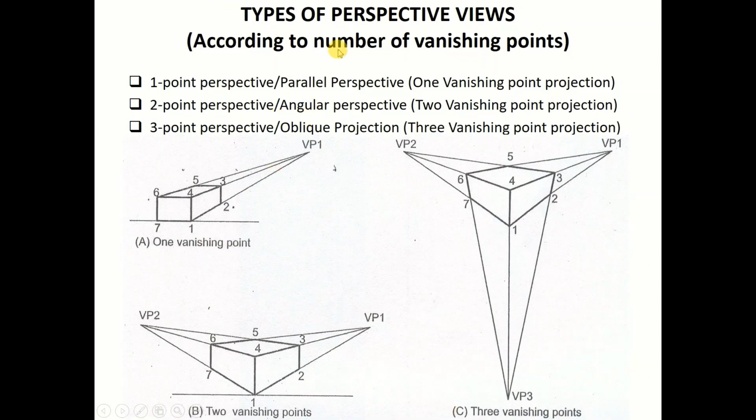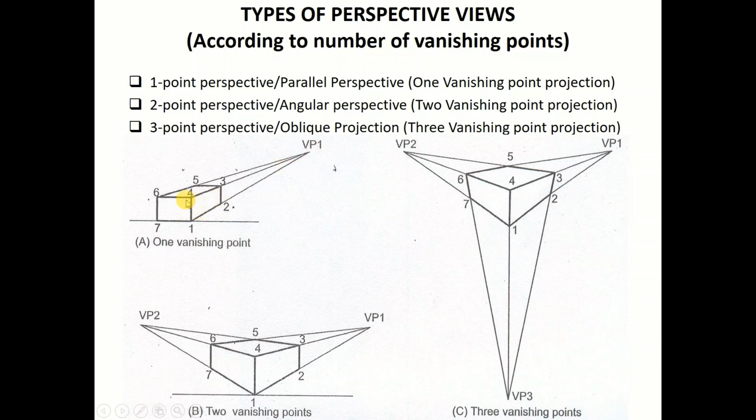There is yet another type of classification of perspective views depending upon how many vanishing points there are. Depending upon the vanishing points, there can be three different types of perspective views: the 1 point perspective, the 2 point perspective, and the 3 point perspective or the oblique projection views. In the case of 1 point perspective, one vanishing point, out of the three directions, the width, the height, and the depth, only in one direction the edges are non-parallel and tend to meet at one distant point, which is called the vanishing point, VP1 here in this case.